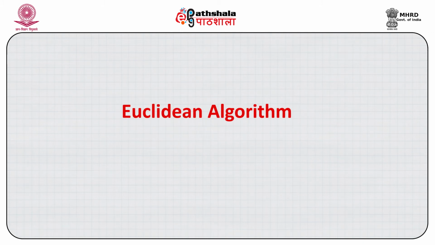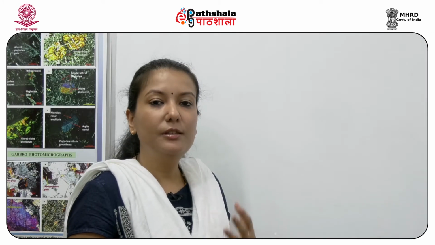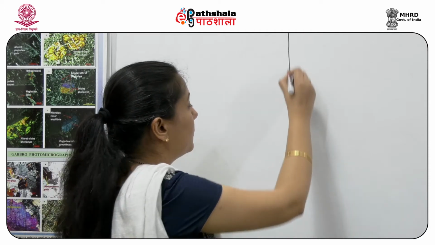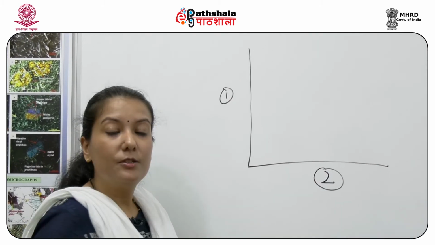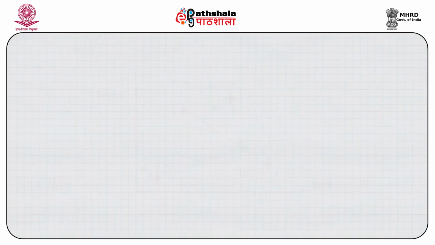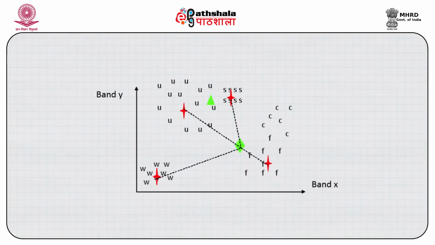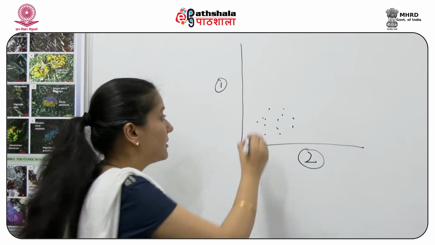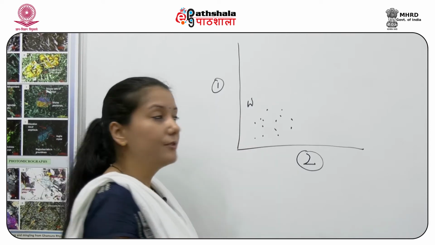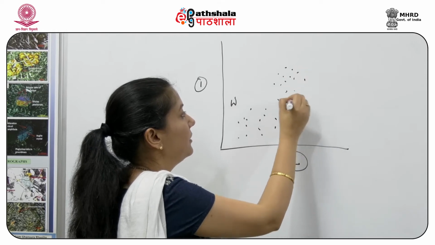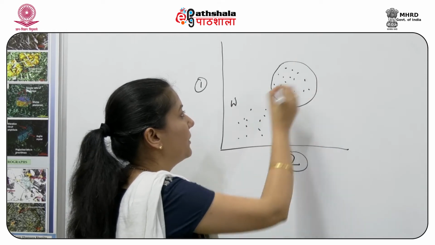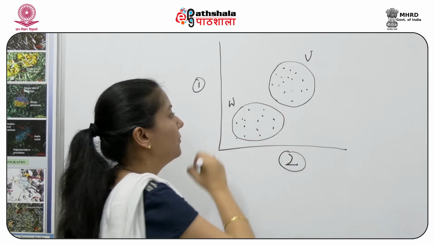Now what happens in this? I will be taking a very simple example. I won't be considering all the 4 bands, just a 2 band space. So again, you have band 1 and band 2. Suppose you have a water class, and the reflectance for all the pixels in the water class is present in this zone. Next, suppose you have a vegetation class whose reflectance values vary in this location. So this is your vegetation class and this is your water class.